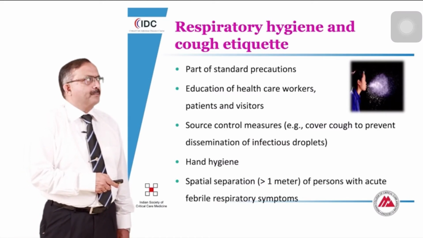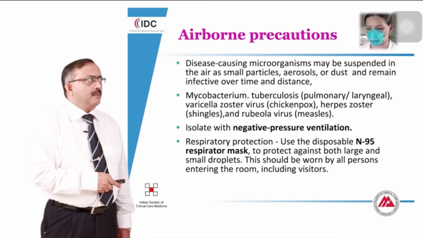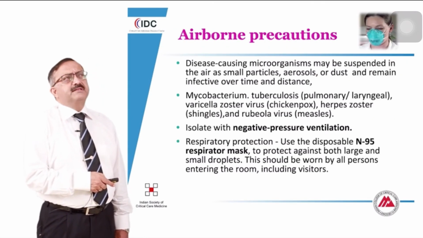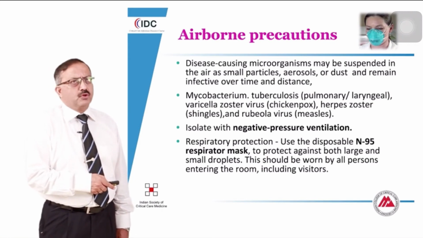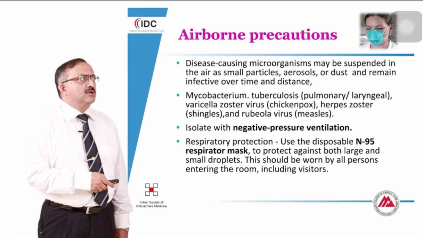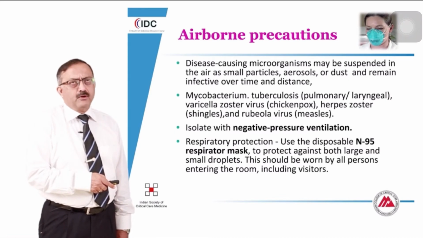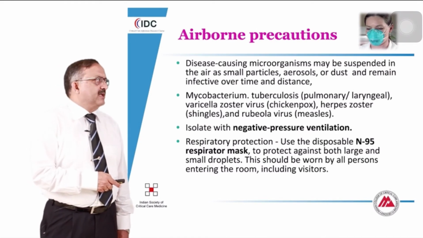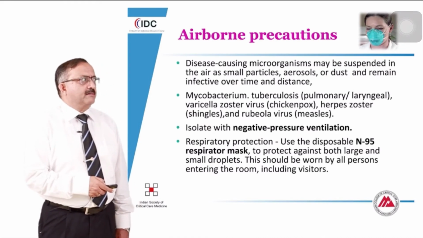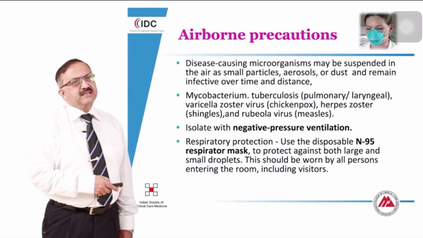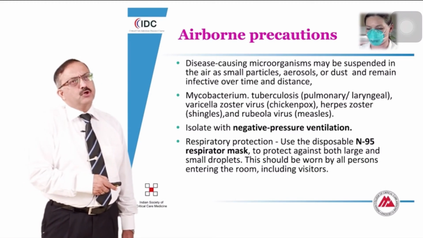Airborne precautions: disease causing microorganisms may be suspended in the air as small particles, aerosols or dust, and remain infective over time. Mycobacterium tuberculosis, varicella zoster virus and herpes zoster are airborne and can travel long distances as they go by the droplet nuclei mode of transmission. Such patients can be isolated with negative pressure ventilation, and the N95 respirator mask is good for both large and small droplets, that is droplets or droplet nuclei.